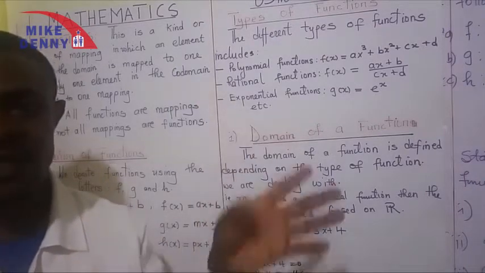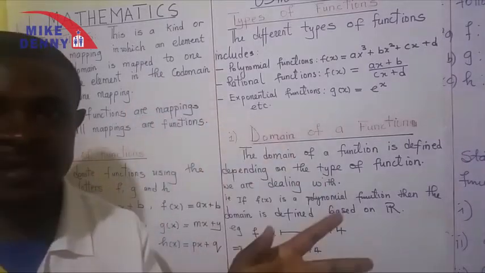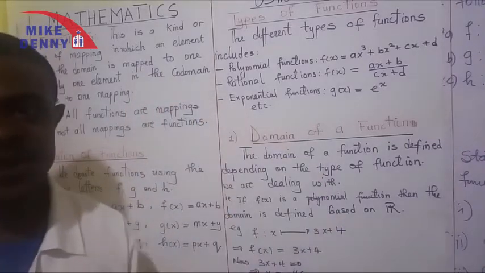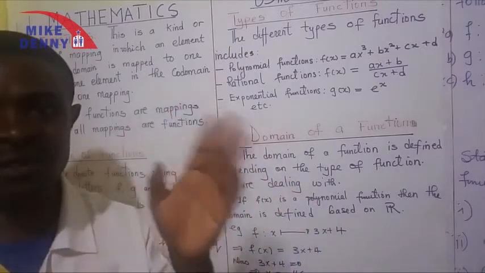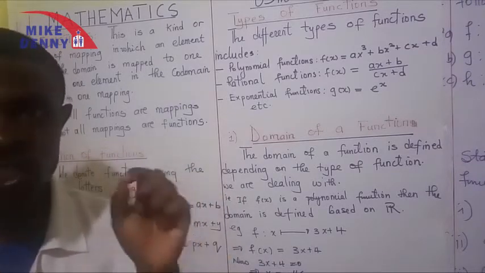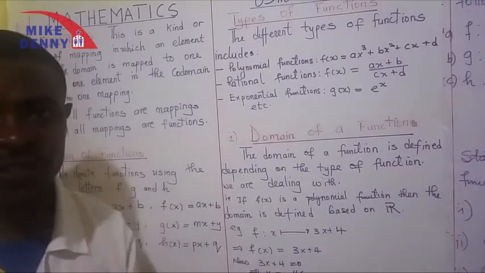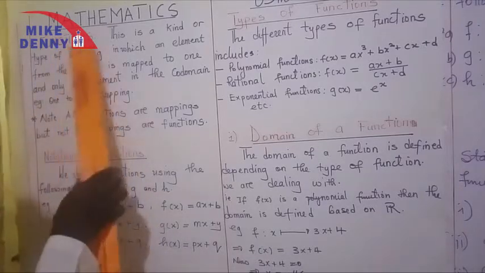Recall when we started this chapter, I said we were dealing with functions, mappings, and relations. So we saw the different types of mapping, one-to-one, and so on, or relations and so forth. So now we will be working with functions. From what you see on the board here, we need to define a function.